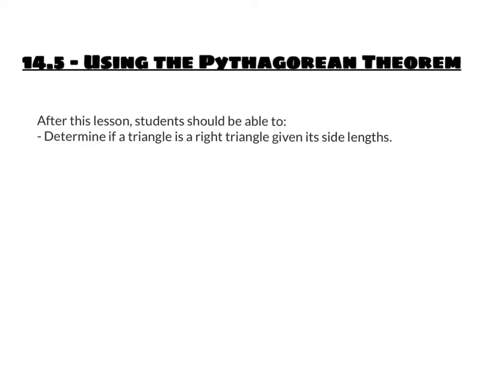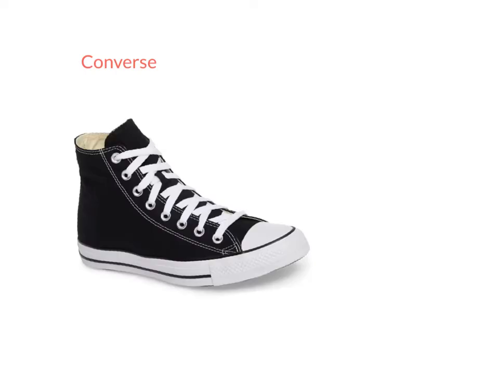In this lesson today, part 1, we will be determining if a triangle is in fact a right triangle just based on its side lengths alone. A word we're going to use today is the word converse. And when you think converse, maybe you think of a classic sneaker. However, in math, we're going to use the word converse a little differently.